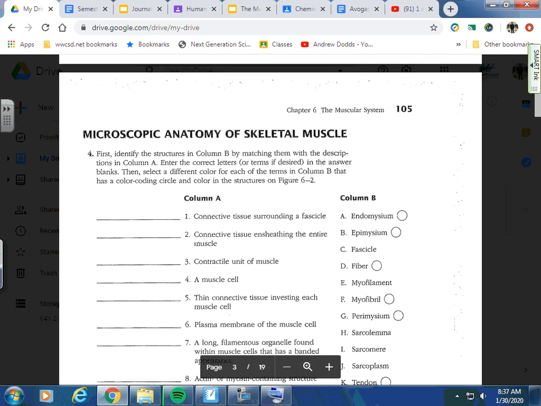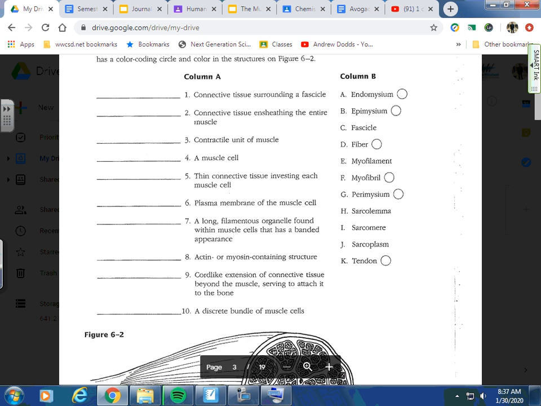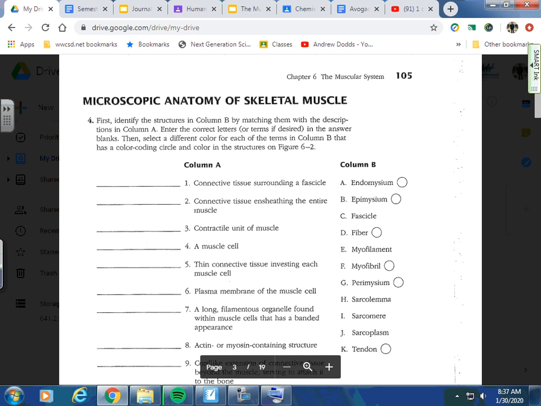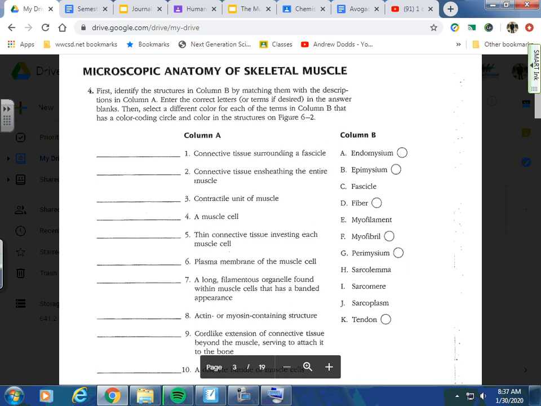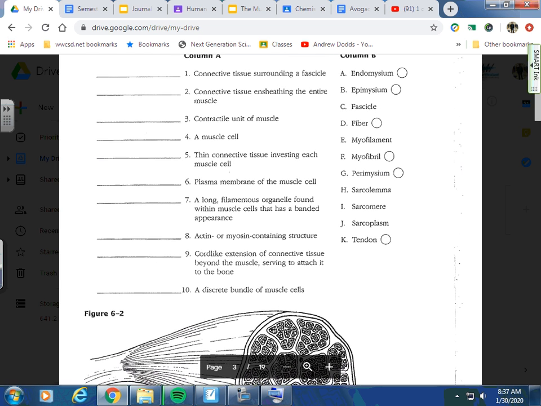All right. Number 4. All sorts of stuff here. Microscopic anatomy of skeletal muscle. Alrighty, so this is going to go G, B, I, D.